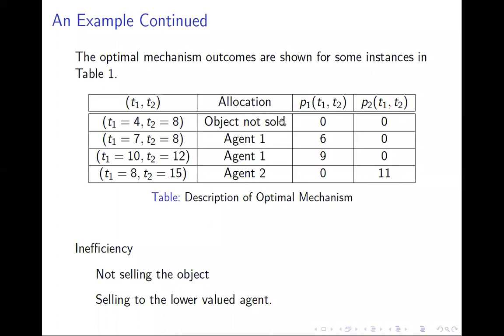Sometimes the object is not sold even though both the agents have positive value. Sometimes it is sold, but it's sold to the lower valued agent, like here and here. Okay, so it's sold to the lower valued agent. So optimal auction need not be efficient.